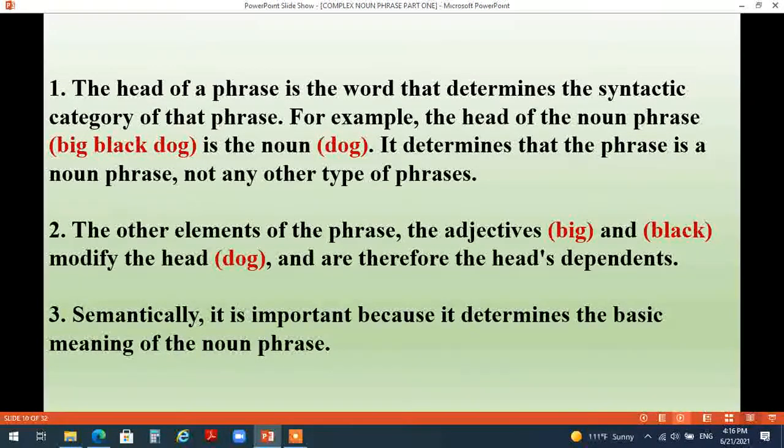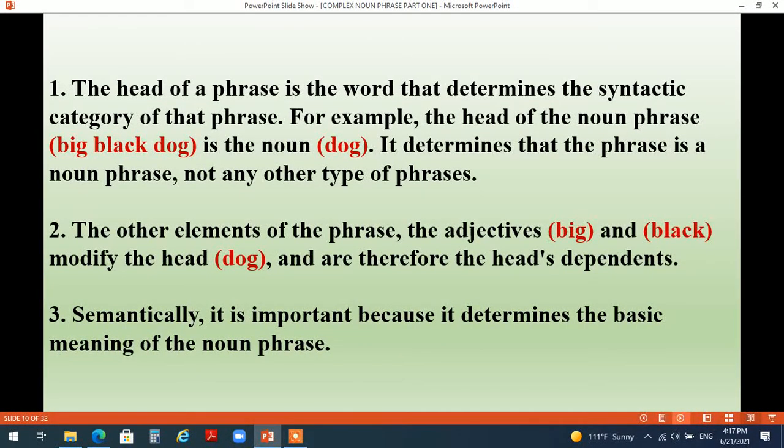For example, the head of the noun phrase big black dog is the noun dog. في هذه العبارة الاسمية اللي هي big black dog, the head word is the noun dog, and this word determines that the phrase is a noun phrase. ما دام الhead word is a noun، إذن راح يحدد لي إنه نوع العبارة هنا هي عبارة اسمية not any other type of phrases، وليست مثلا أي نوع آخر من أنواع العبارات كأن تكون adjective phrase, adverb phrase or even a prepositional phrase.